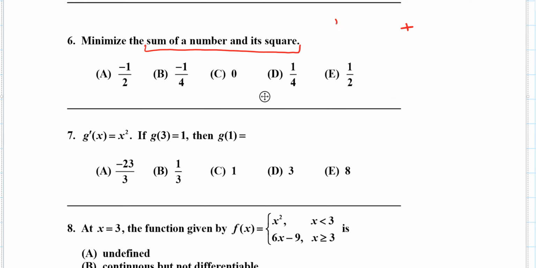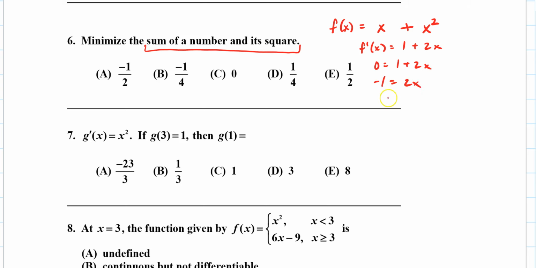So our function, f of x, is equal to the sum of two things. Well, what are the two things? It's some number and its square. Well, its square is that, x squared. So there's my function that I'm going to minimize. So I'm going to minimize that by taking its derivative, which is just 1 plus 2x. I'm going to set that derivative equal to 0.